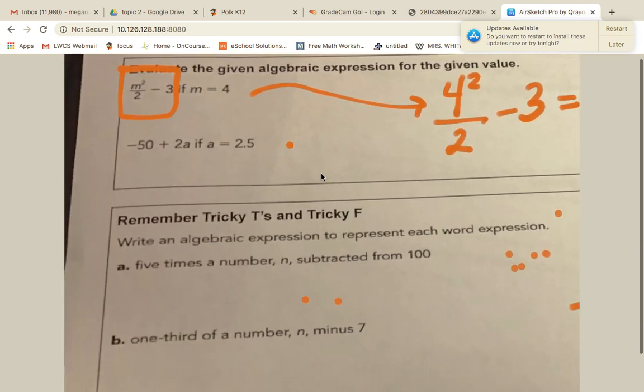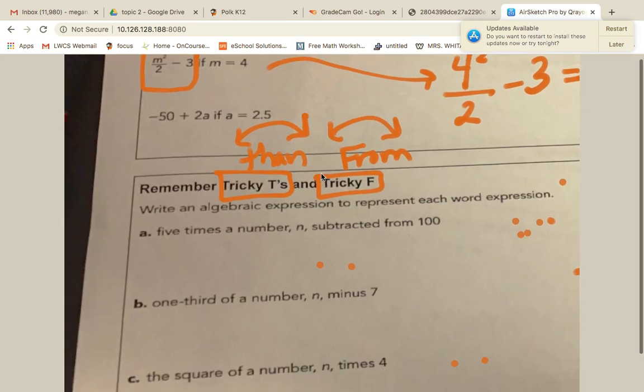Why did I say on the next part, remember tricky T? Tricky T meant that word than. If you see the word than, that means switch. Whatever's in the front goes in the back. Whatever's in the back goes in the front. We also have the word tricky F. That word F stands for from. Same thing for from. Whatever's in the front goes in the back. Whatever's in the back goes in the front. So hopefully those keywords will help you to know what to write down.